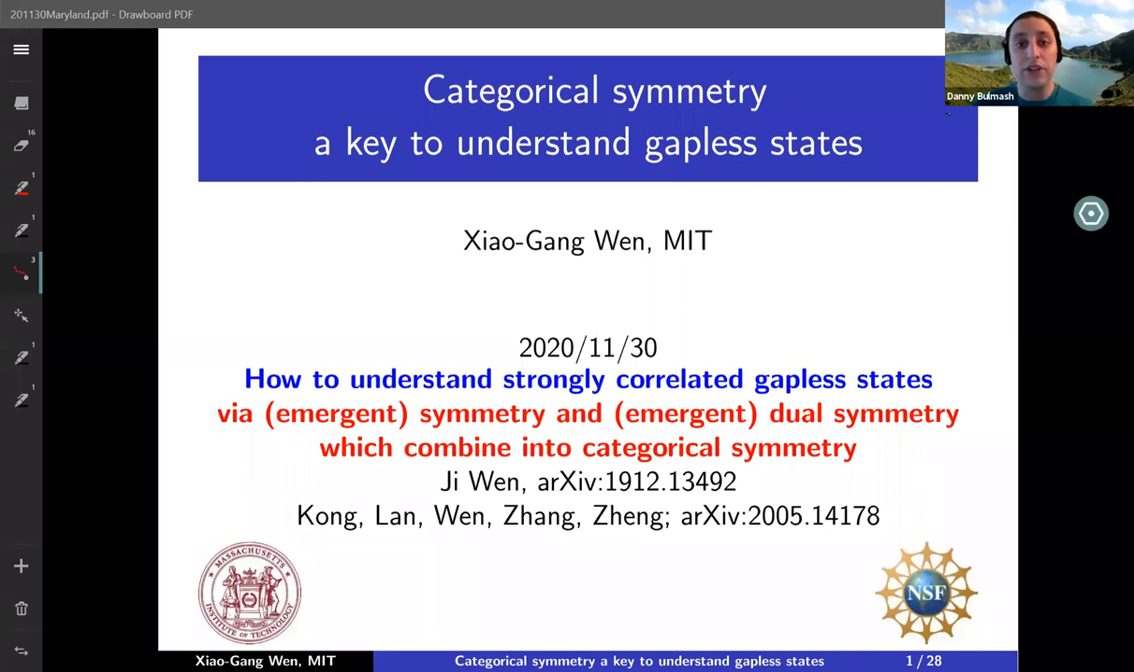So today he's going to talk to us about categorical symmetry, a key to understand gapless states. So thank you very much, Xiao-Gang, go ahead. Thank you, Danny. Yeah, it's a great pleasure to give a talk here virtually, not in Maryland quite. So today I'm going to talk about categorical symmetry and its application to understand gapless states.